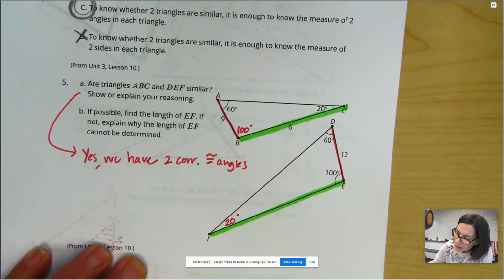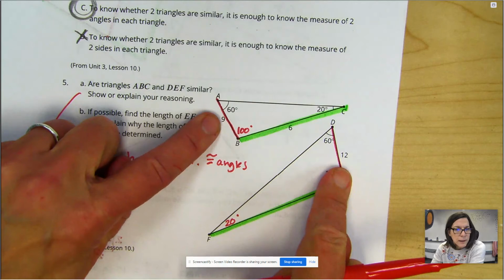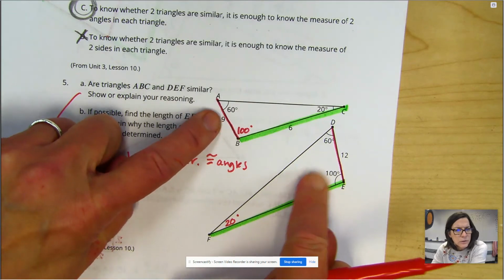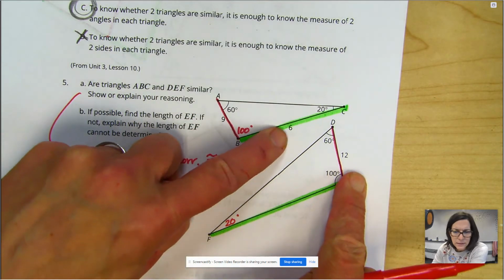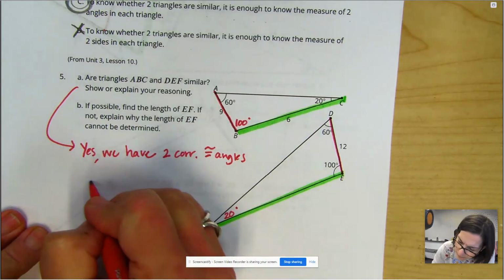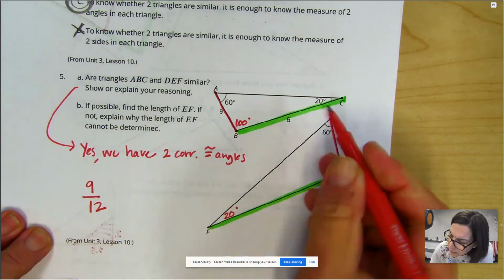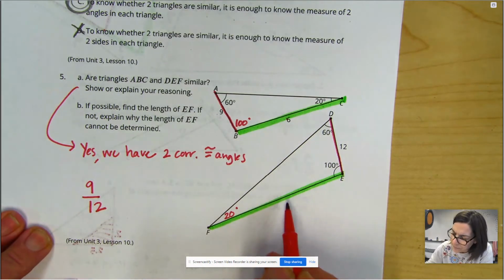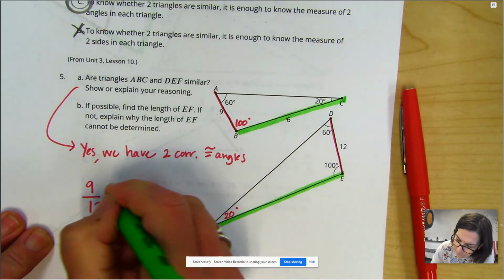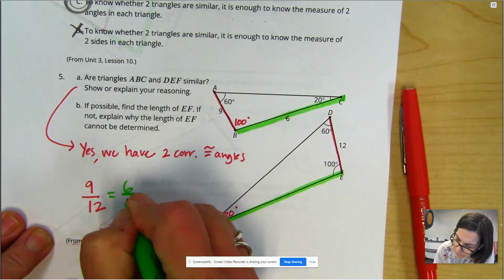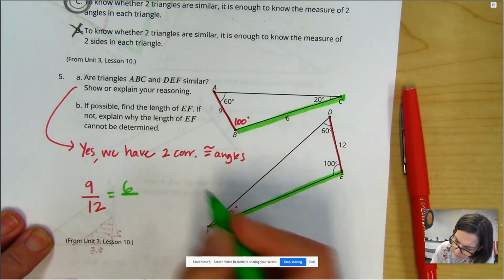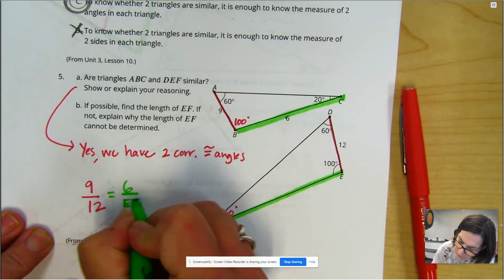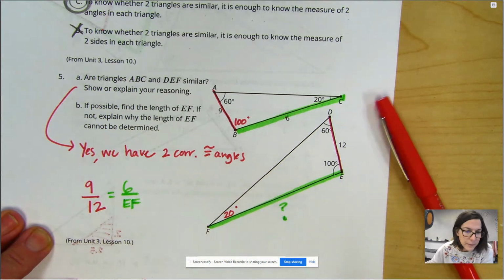Okay. So we could set up a proportion, right? 9 is to 12 as 6 is to what? We call it EF. So we're really just trying to find this spot right there.